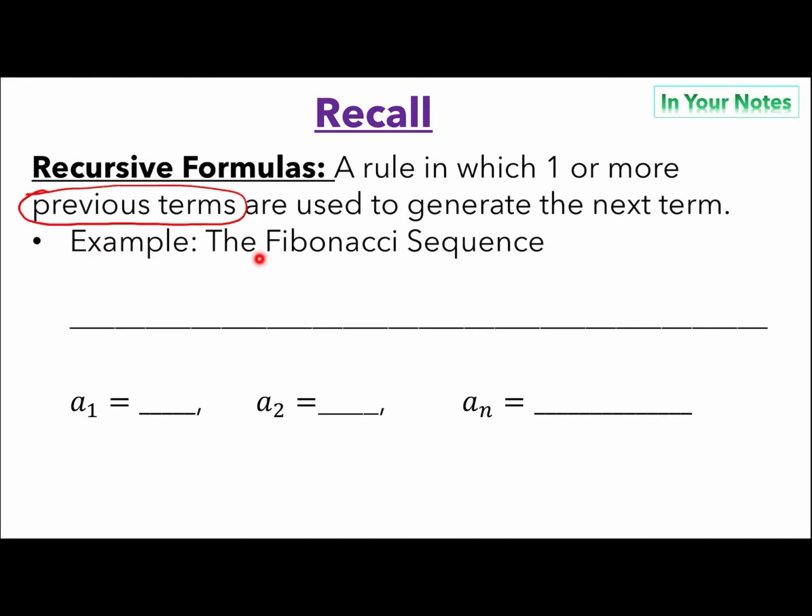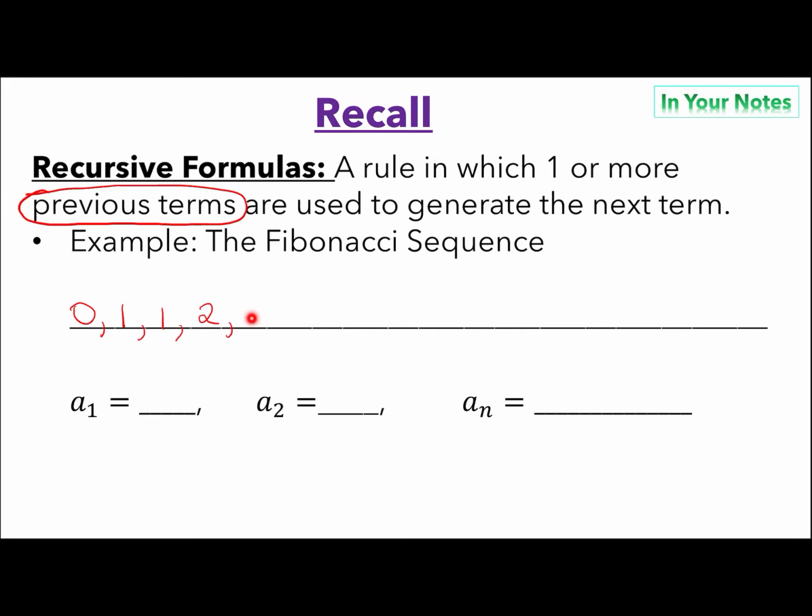So one example is called the Fibonacci sequence. The Fibonacci sequence is a recursive formula. What we're going to do is start with 0 and then add 1 to that. And then to find our next number, we're going to add the 2 previous terms. So 0 plus 1 is 1. Now to find my next term, right here, we would add our 2 previous terms together. So 1 plus 1 is 2.